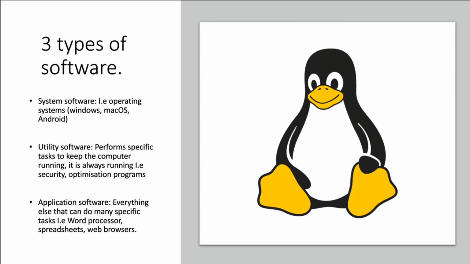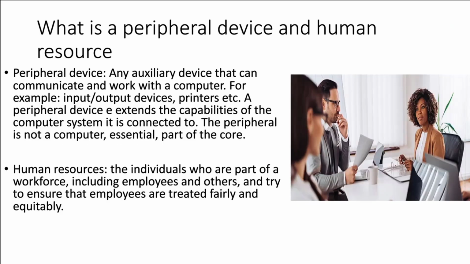There's system software, which is operating systems, like Windows, Linux, Mac, Android. There's utility software, which performs a specific task to keep the computer running. It's always running, like security or optimization programs. There's application software, which is everything else that can do many specific tasks, like a word processor, spreadsheets, or web browsers.